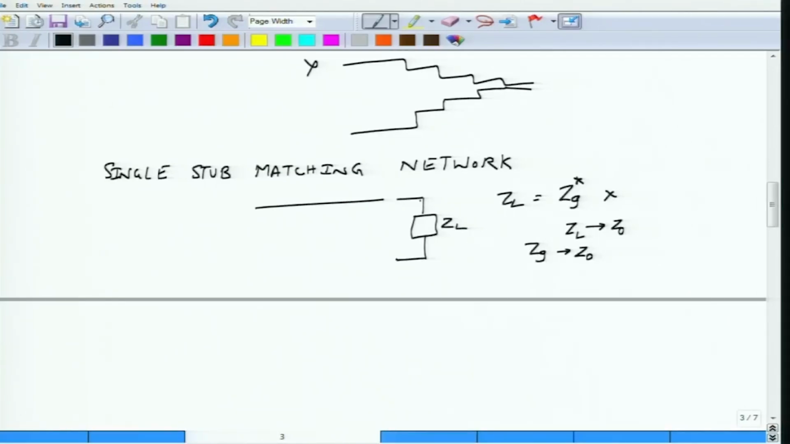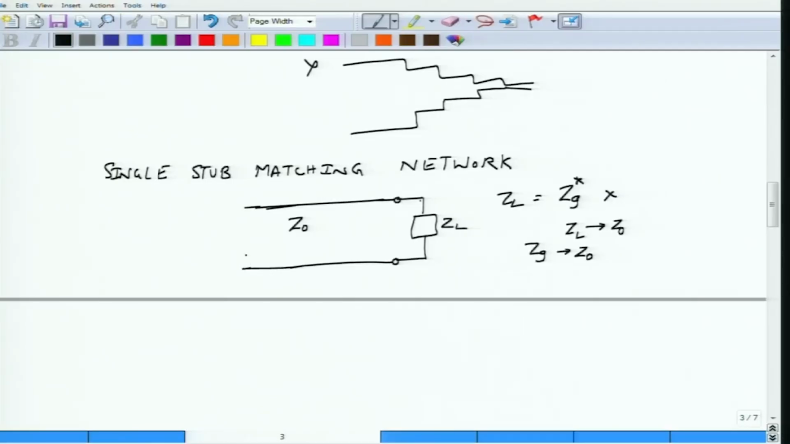Okay, so this is the load. These leads are very short, assumed to be of ideally 0 length, so don't bother about these lengths. But to this load terminal, you connect a uniform lossless transmission line having a characteristic impedance of Z0, of any length that you are considering.